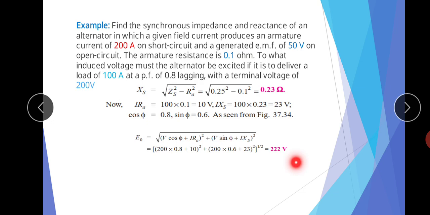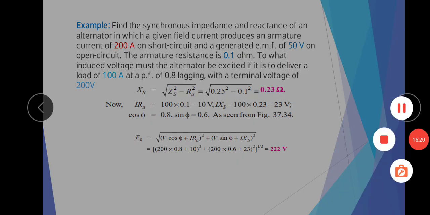So go through this example and the example after this in the book. If there is any issue, inform me.